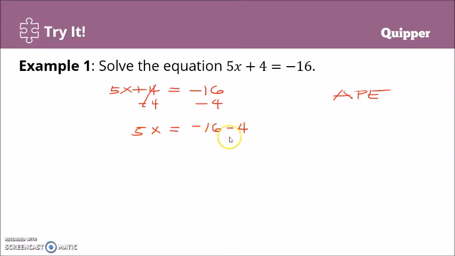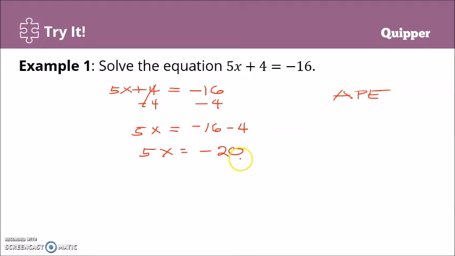So, we solve this part right here. So that becomes 5x equals, pareho sila ng signs, like signs. So we copy the common sign and then we add. So 16 plus 4, that's 20. So we have negative 20. And so we have here 5x equals negative 20.